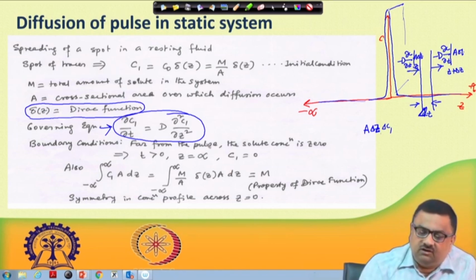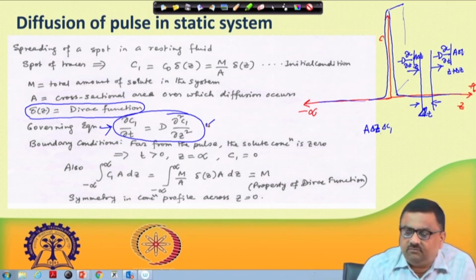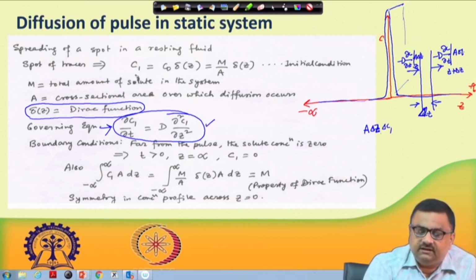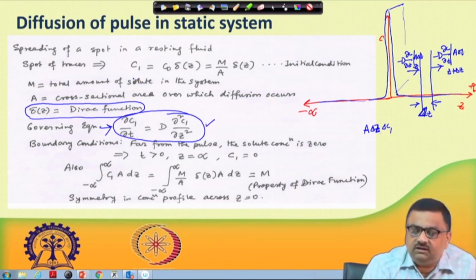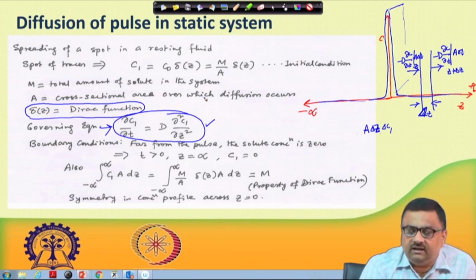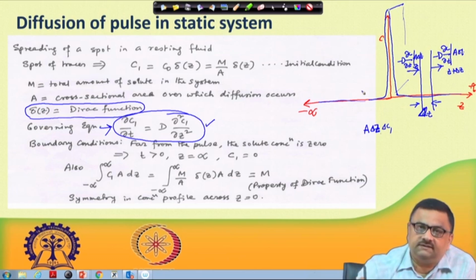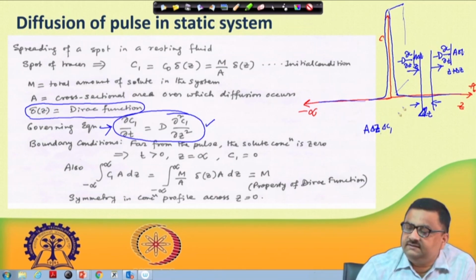Now, if this is the governing equation, what are the initial and boundary conditions here? For a spot of tracer, C1 is equal to C0 delta z, where delta z is the Dirac function, and this C0 is m divided by A. What is m? m is the total mass of solute that is present in the system. So, the drop of ink that we placed, what is the total mass? It could be in kg if all these C's are in kg, and it would be in moles if all these C's are in moles.